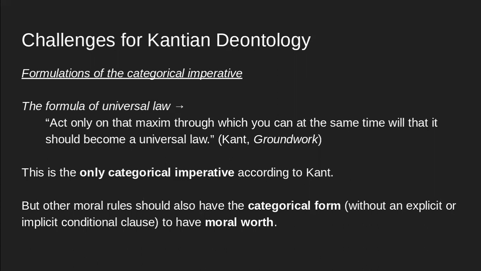You can at the same time want that it should become a law that's universal for everybody and for all times. So you should act on a certain principle that you can want everybody else at all times to act on as a moral law, as if it was a law that you cannot break. So that was the idea of a moral rule which Kant names the categorical imperative. And this formulation is also called the formula of universal law. According to Kant, this is the only categorical imperative.